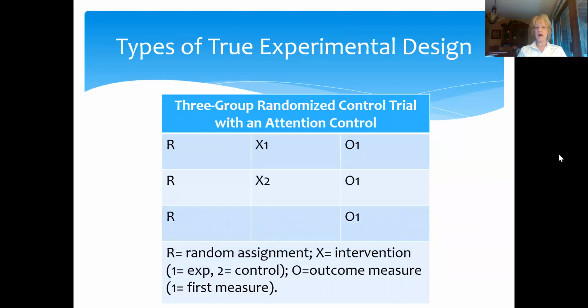Then there's another type where you use three groups and you include all of those. So you give intervention one, you give the control, and then you give nothing, and you look at the outcomes in all three groups. And this allows you to answer two questions. Was it the intervention that caused a difference, or was it attention alone that caused the difference?